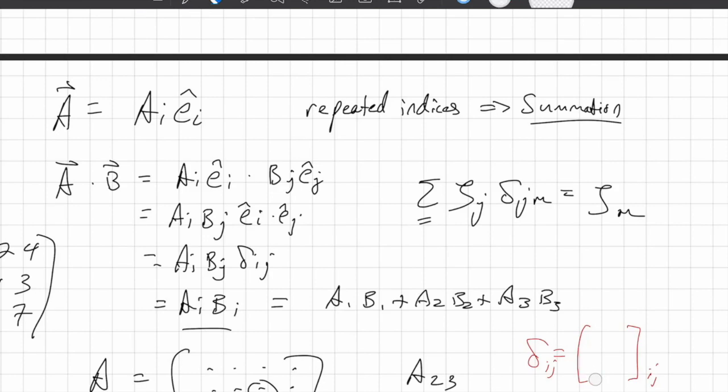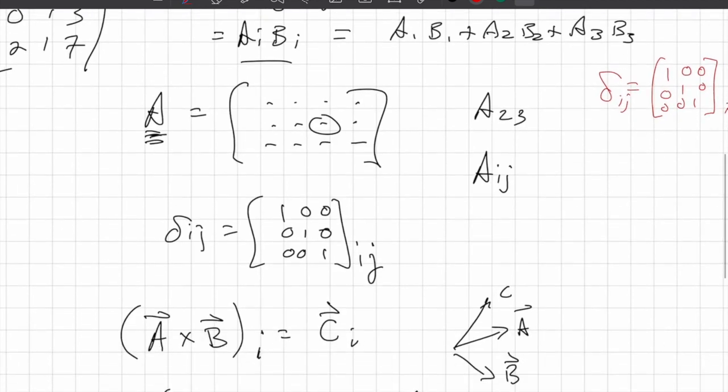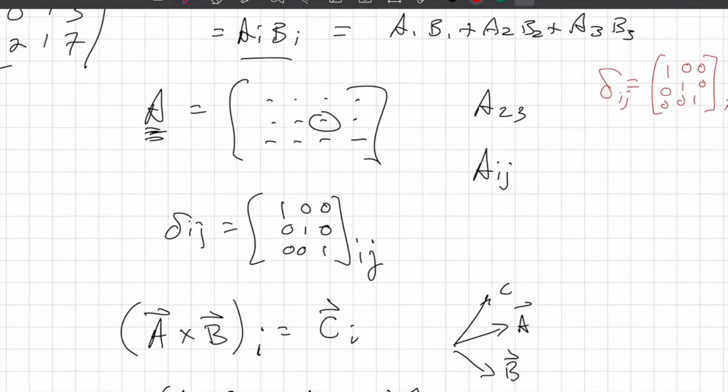So what do you think the matrix form looks like, Carter? Any thoughts? It is exactly the identity matrix. It is 1 down the diagonals and 0 on the off diagonals. So it's really nothing more than the identity matrix. Okay. So delta ij is the identity matrix. So as a tool for dot products, there's really not a lot we're learning here. But the real magic of this comes in understanding cross products.